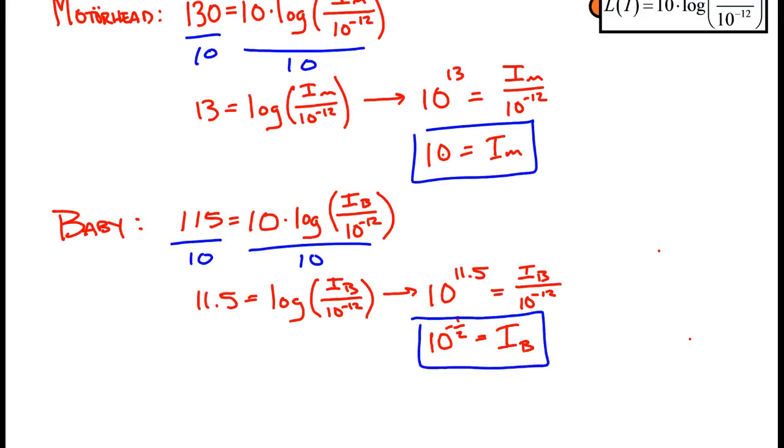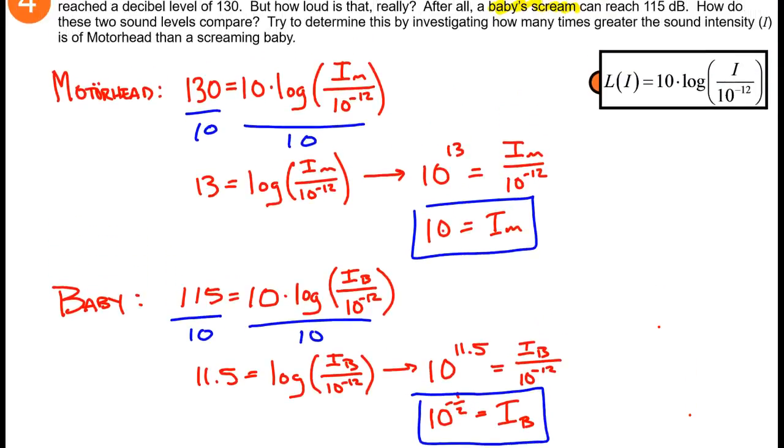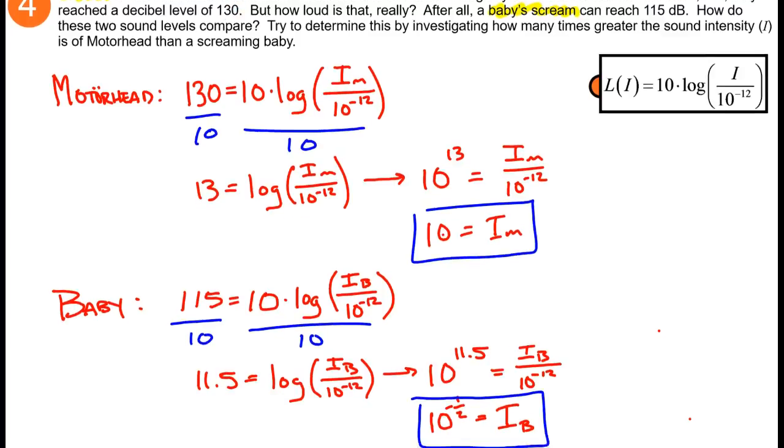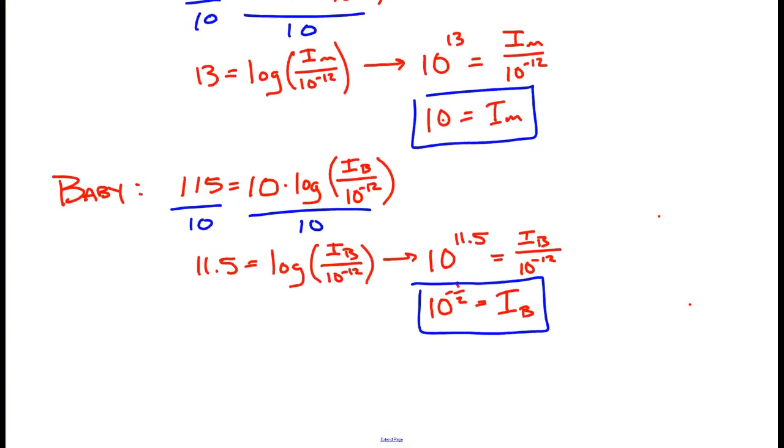Now, what did the original question ask? Let's scroll back up and take a look at that. Try to determine this by investigating how many times greater the sound intensity is of Motorhead than a Screaming Baby. When we originally looked at the sound levels, those decibel levels didn't look that different. But now we're actually going to compare the sound intensity levels, and we're going to look at a ratio. Okay, so this is our final answer here.